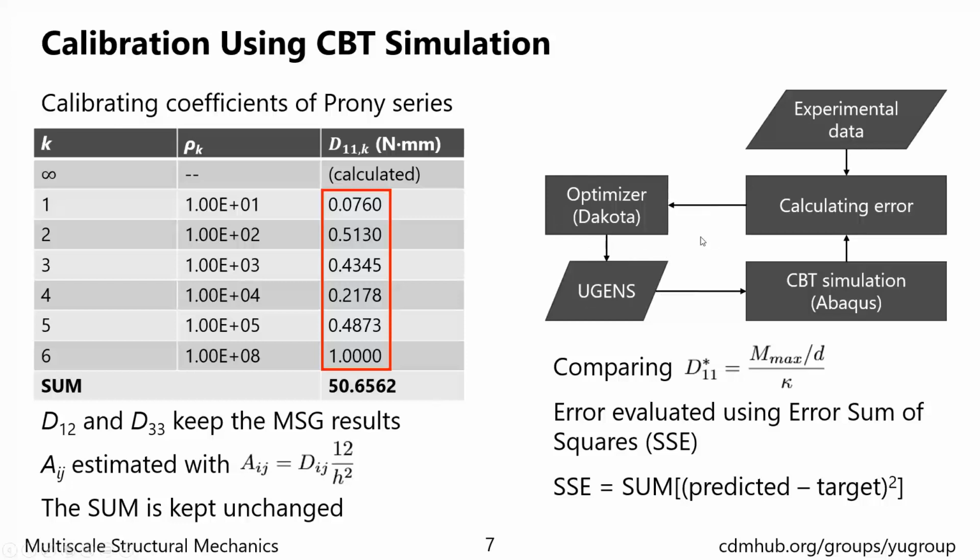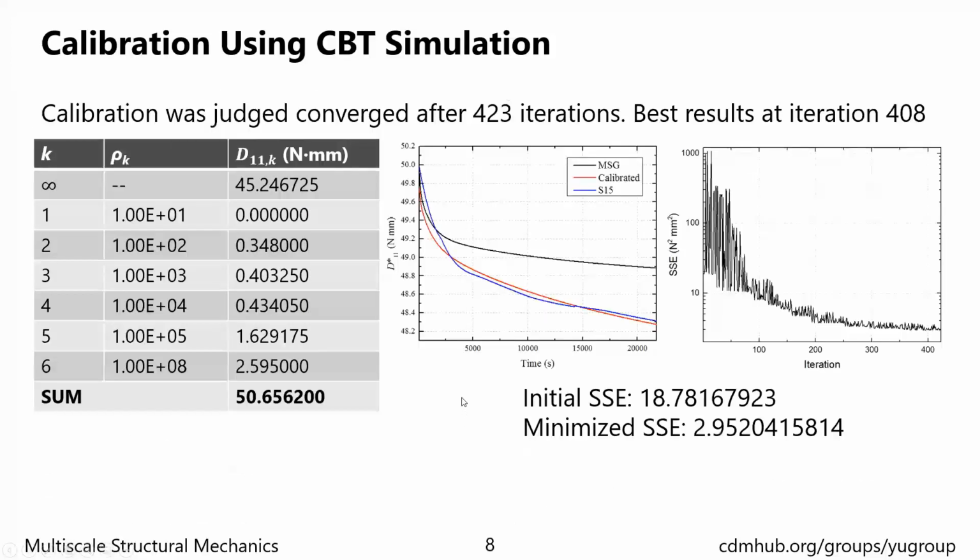The error is evaluated using the error sum of squares, the SSE. Here shows the result of calibration. We can see that after the calibration, the material relaxes faster and follows closer to the experiment. And after more than 400 iterations, the SSE is reduced from the initial value of 19 to 3.